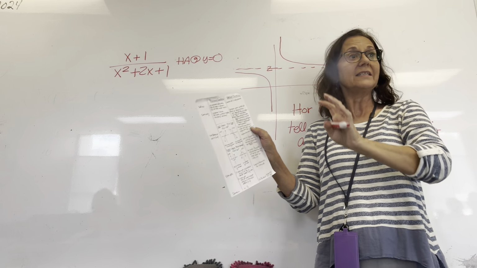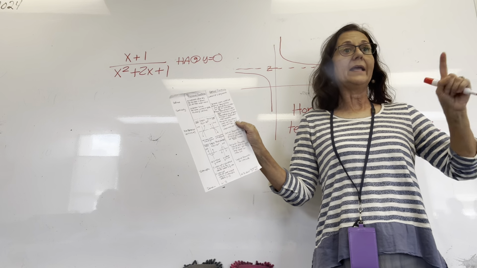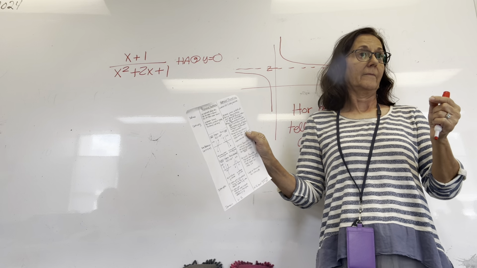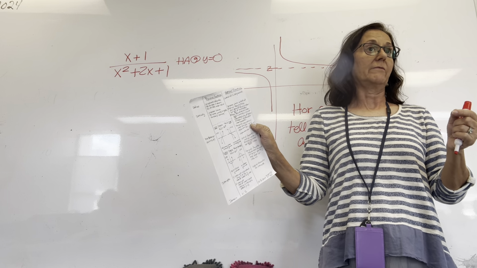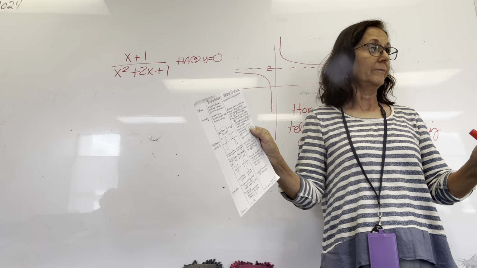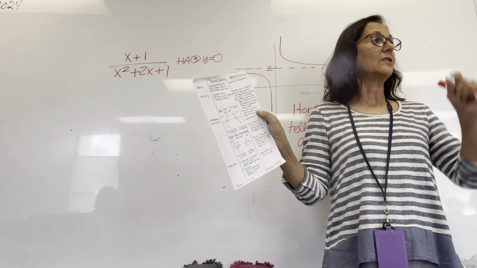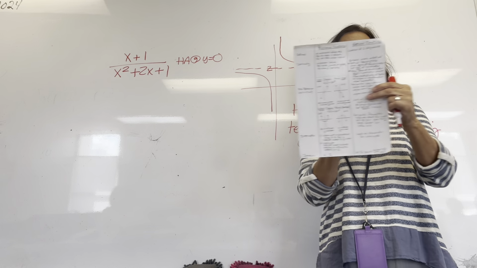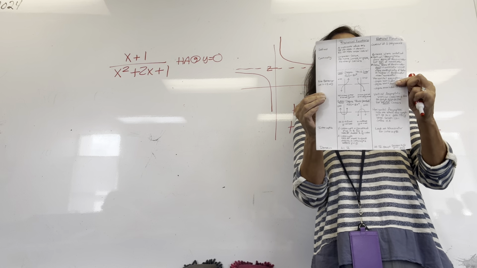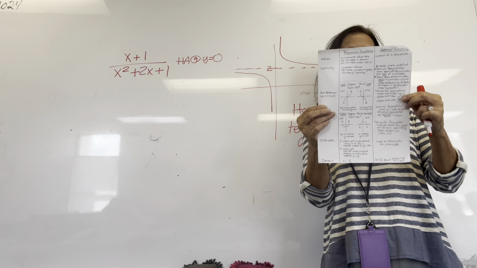Degree of numerator less than degree of denominator, right here. Numerator less than denominator, you have a horizontal asymptote at y equals 0. That's the rule. You just got to know these rules. Right here, the degree of the numerator is less than the degree of the denominator. Boom. Horizontal asymptote. Look, right here. You see it? Okay.